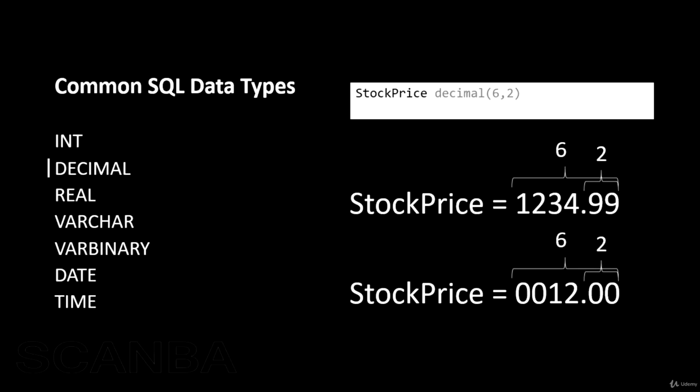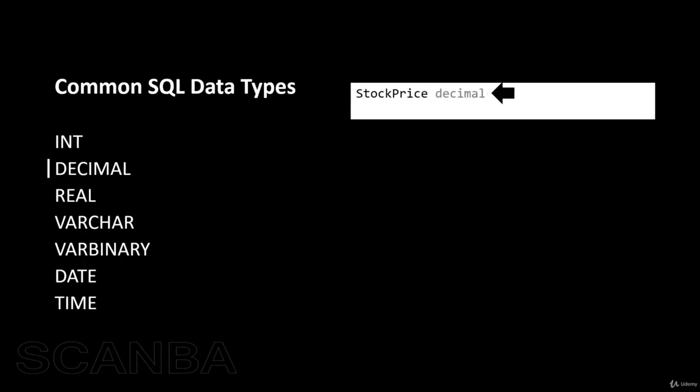If you are not sure of how much scale and precision places you need, it is okay to skip these parameters and use only the word decimal alone. With that, SQL Server will reserve 17 bytes, enough to store a 38-digit number, which is a lot.